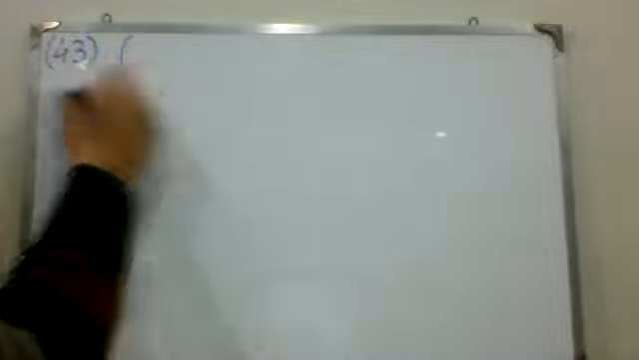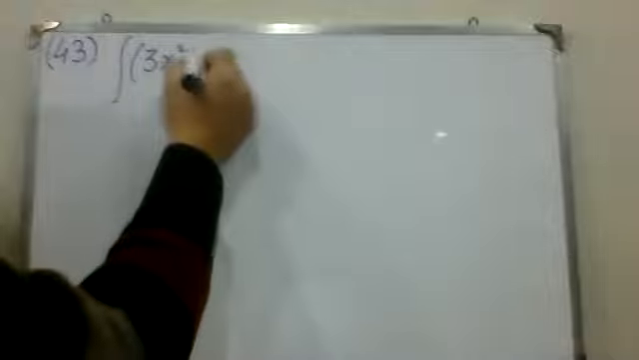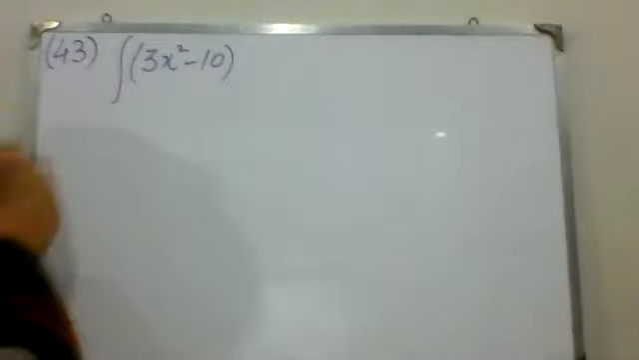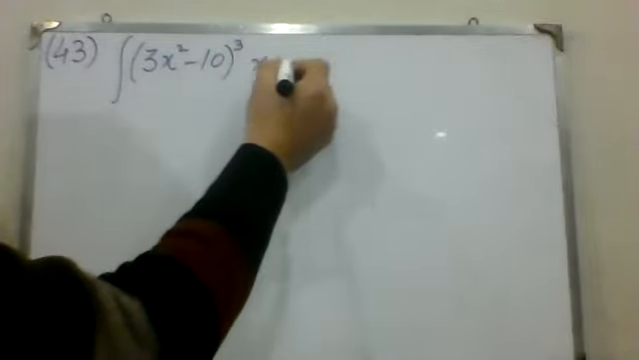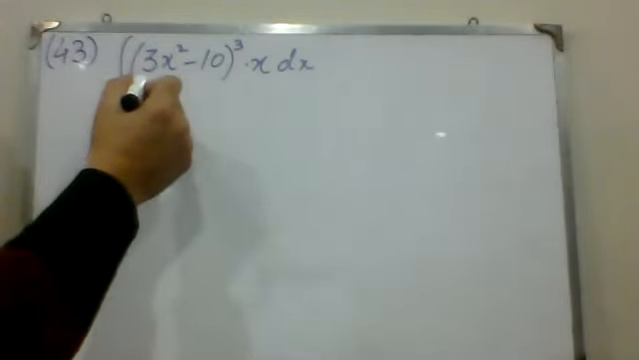That is the integral of 3x square minus 10, whole power 3, times x dx. This is the problem I have. See the problem code: (3x square minus 10) whole power 3 x dx. So now here we first see the derivative of that term.